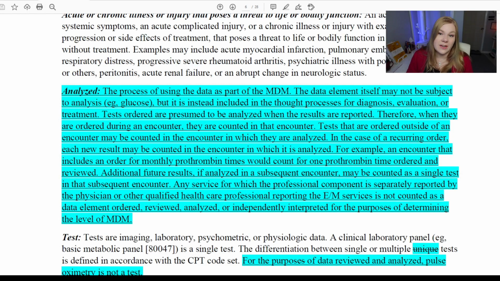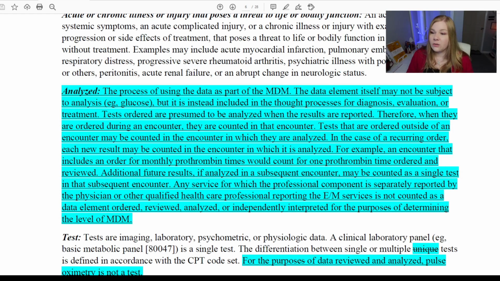Next, we have a new definition of analyzed. Analyzed is the process of using the data as part of the medical decision making. The data element itself may not be subject to analysis, such as a glucose test, but is instead included in the thought process for the diagnosis, evaluation, or treatment. Tests ordered are presumed to be analyzed when the results are reported. Therefore, when they are ordered during an encounter, they are counted in that encounter. Tests that are ordered outside of an encounter may be counted in the encounter in which they are analyzed.